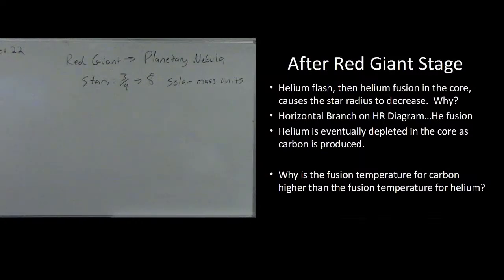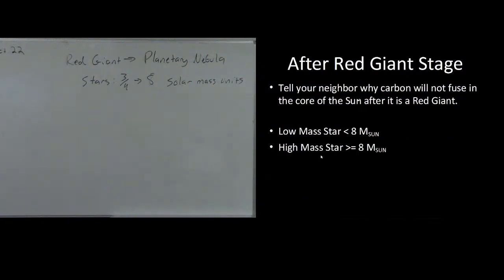Eventually that helium is used up, and the temperature for a star of the mass of the sun does not become high enough that carbon can fuse. Carbon has 6 protons, and 6 protons trying to get together requires a very high speed, requires a very high temperature, and that does not occur for a star of the mass of the sun.